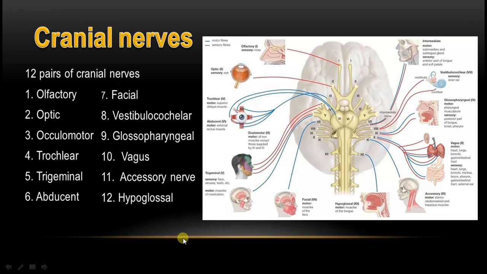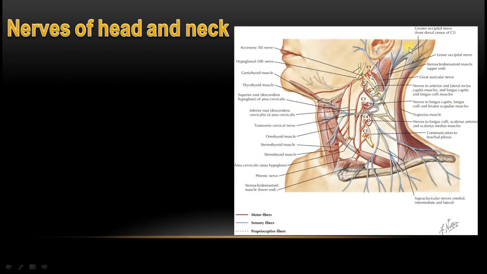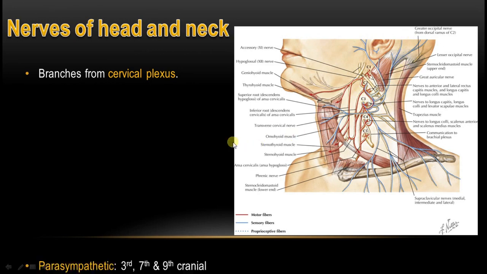And apart from that, structures in the neck and also behind the scalp are innervated by branches from the cervical plexus. You have cervical nerves arising from the cervical segments of the spinal cord, they form a plexus, and through that they give certain nerves or branches which will innervate the skin and some of the muscles of the neck and also part of the scalp region.